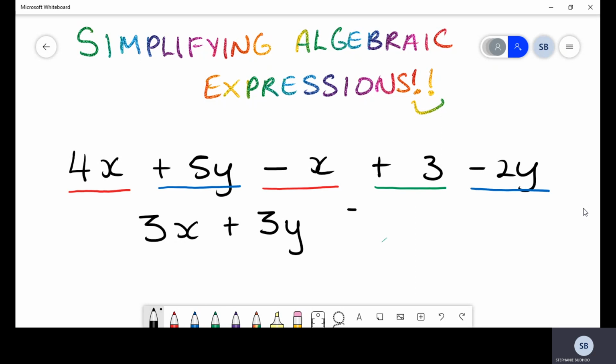Now, a lot of students tend to just write this. What's up with the sign? Where did it go? You must make sure you bring down the sign that was in front of your term. So we have simplified this question down to 3x plus 3y plus 3.